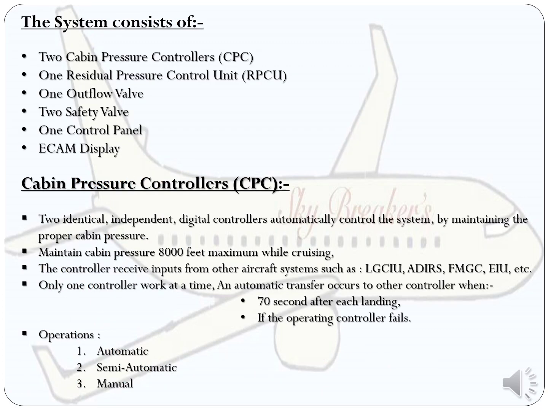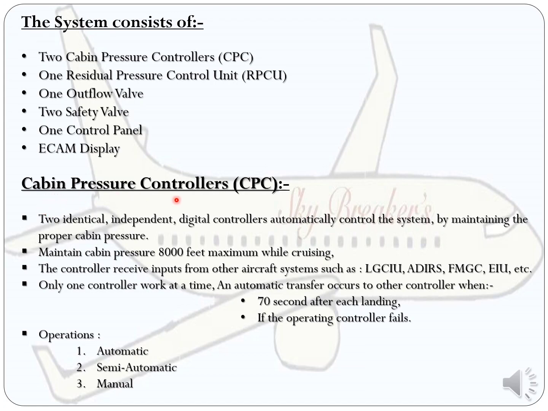The pressurization system is controlled and monitored by computers and valves. You can see here the system consists of two cabin pressure controllers, CPC, one residual pressure control unit, RPCU, one outflow valve, two safety valves, one control panel in the overhead panel, and the ECAM display. There are three pages which show the pressurization system.